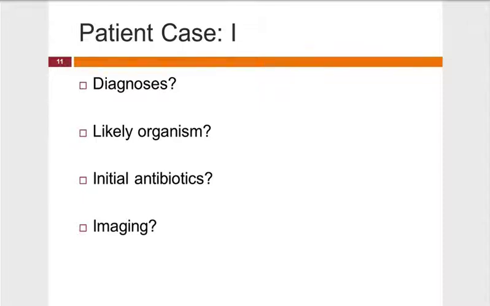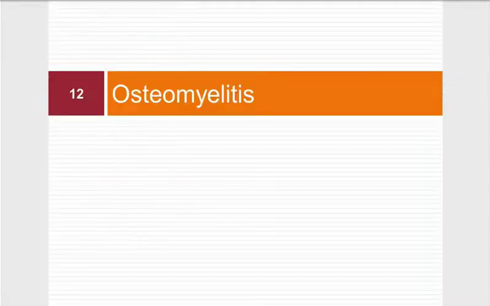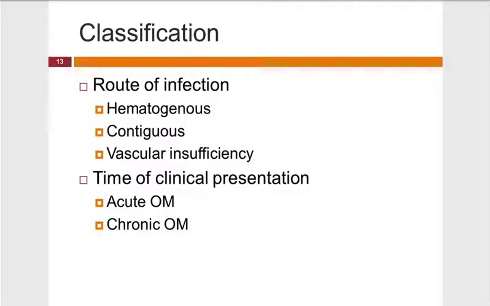Excellent. So we'll go through all of these pieces and then we'll wrap it all up. So, how do you classify osteomyelitis? We talked about acute and chronic, but I think the route of infection is also really important, whether it's hematogenous or contiguous. So, what do you think in adults is the most common? Is it hematogenous or non-hematogenous osteomyelitis?